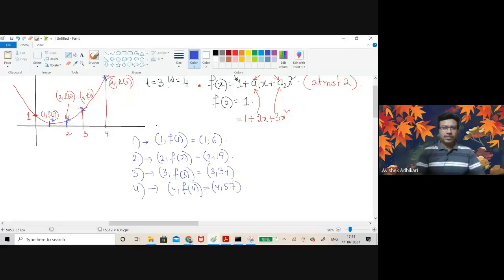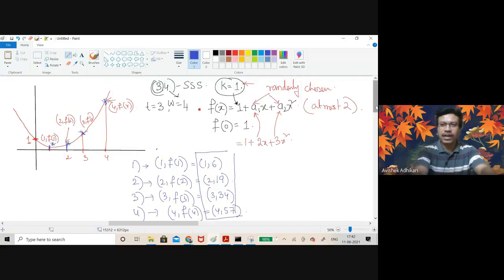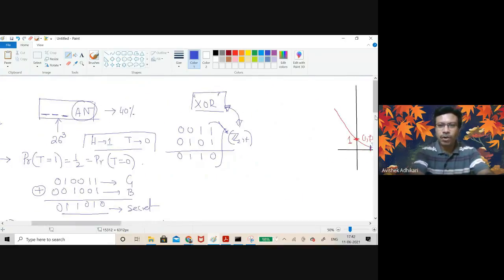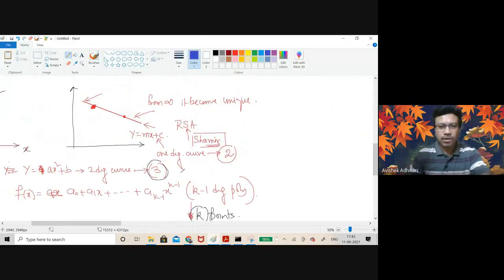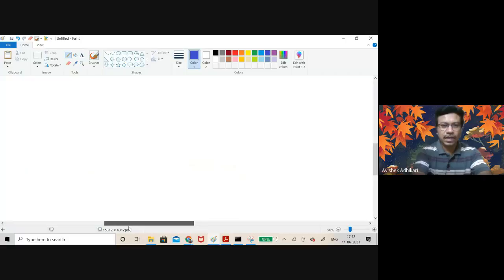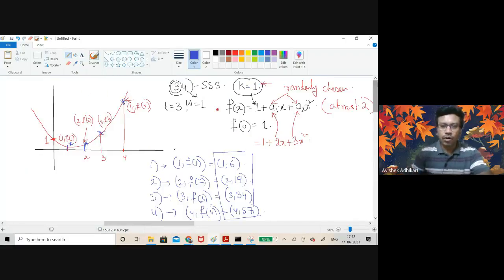So all the participants will have these as their shares. Now, any idea how to get back the secret? Just now I defined a degree 2 polynomial. How many points are required on the curve for a degree 2 polynomial? For a degree 2 curve, 3 points are required, right? So any 3 of them will come.